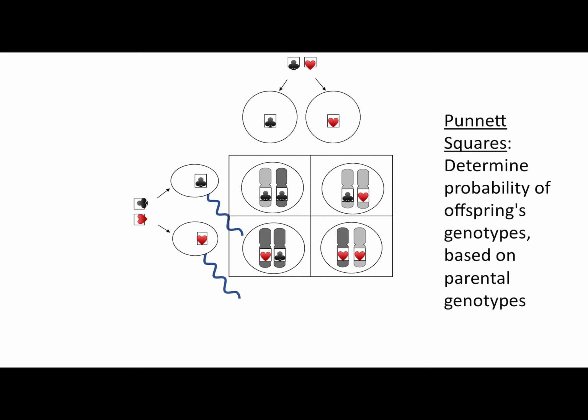So we can use what are called Punnett squares, which all they do is determine the probability of offspring's genotypes. So if we know the parent genotypes, we can figure out what the kids are likely going to have based on all the possible combinations. And it doesn't matter if the male goes on the side or on the top, as long as you take the genotype and split up the 2 alleles so that they are the headers to the columns and the leaders for the rows.